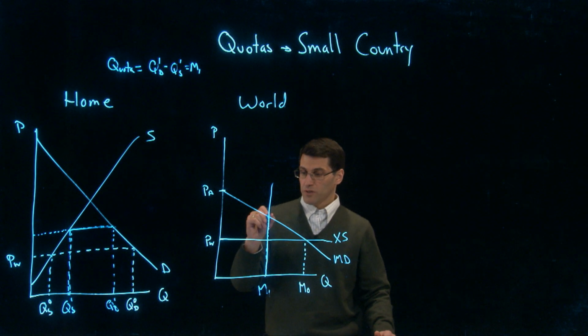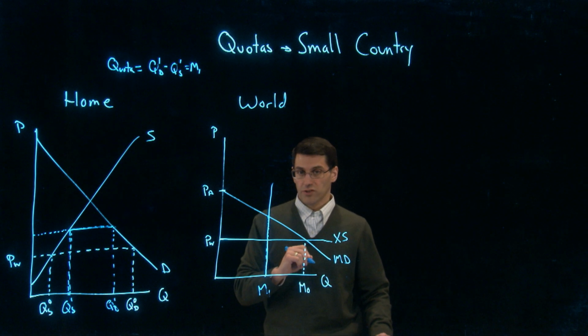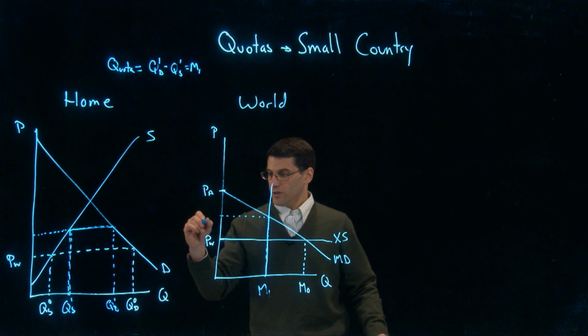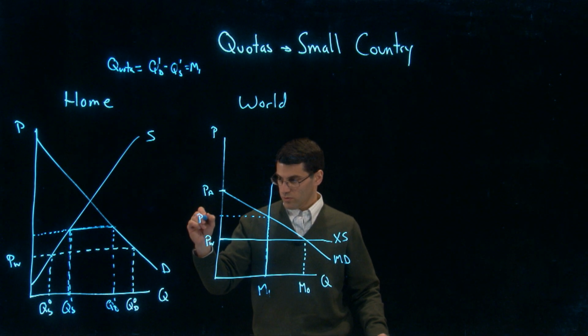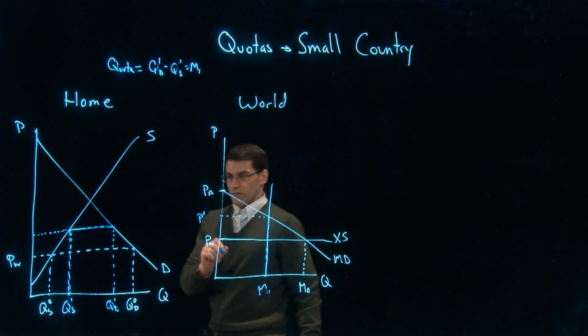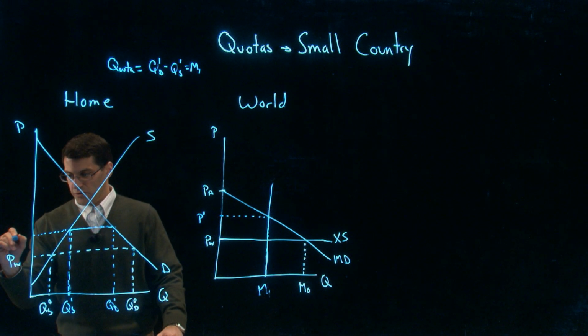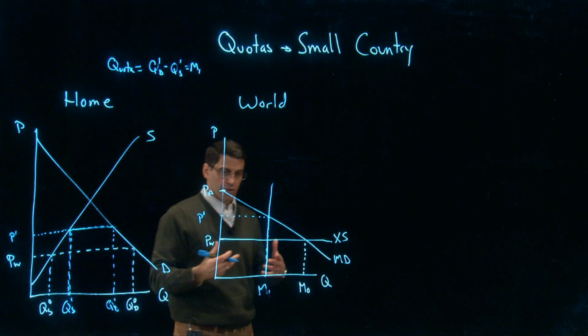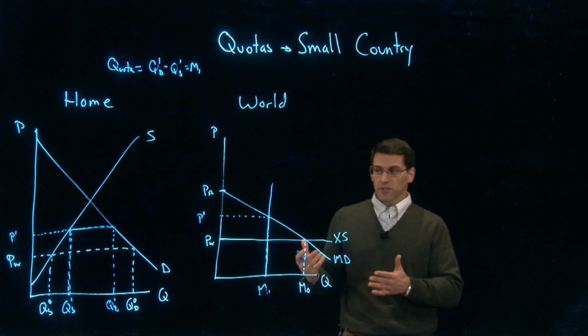Well, what is the willingness to pay for that last unit of the import that comes from our import demand curve? That means that the domestic price is now going to go to P1. So we can draw that price right back over here, right? And that's the same price that we're seeing here, right? So a quota ends up raising the domestic price.